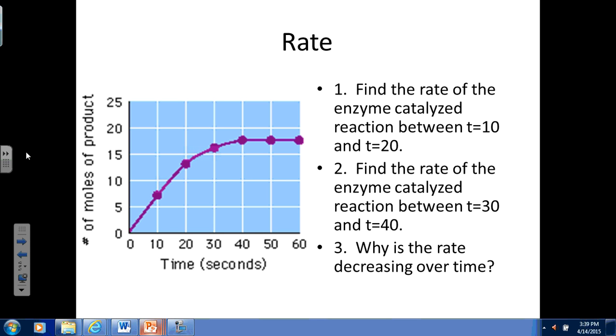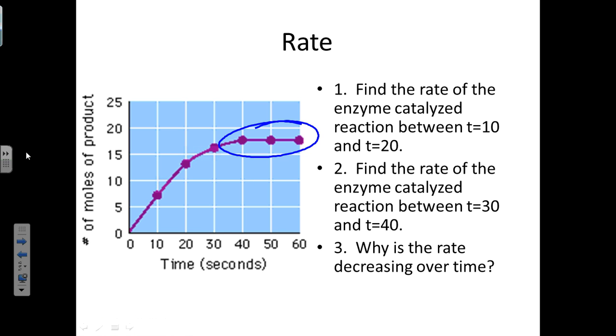Before we do that, where is the rate always going to be the highest in this kind of graph? In the very beginning. Because what decreases across time? Substrate. And eventually what happens to the substrate? It's gone, right? Substrate's gone, and that's why this happens, right? What's the rate up there? 0, because the slope of that line is 0, right?